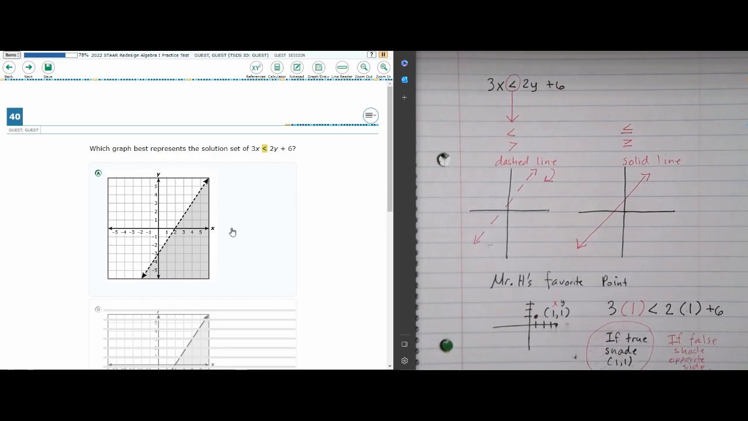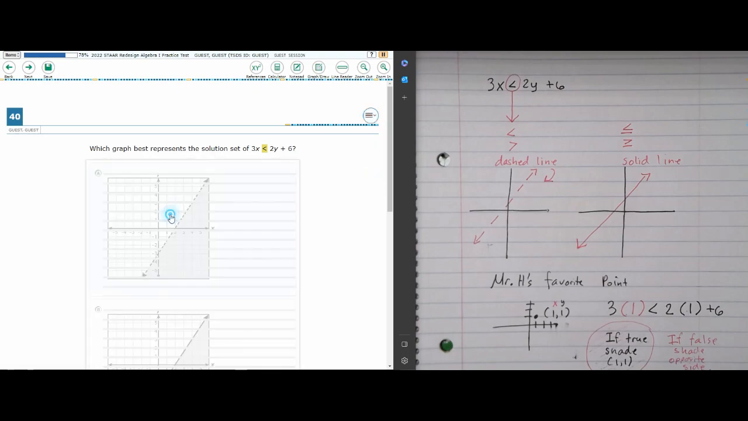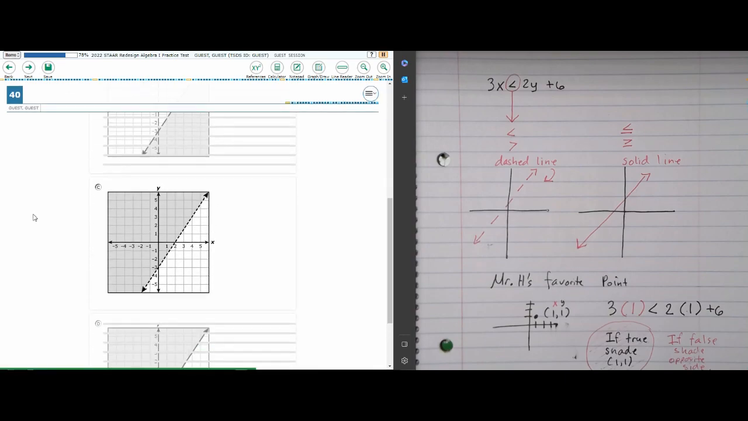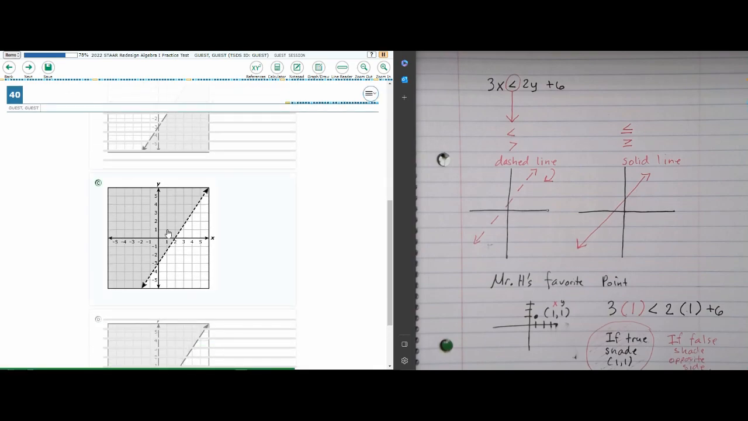So let's look at it. A does not have (1, 1) shaded. Notice A, it is unshaded. So it can't be A. And if I go down to C, C actually has (1, 1) in the shaded area. So I know that C is the correct answer. Go ahead and pause this video and try to do the next one on your own.